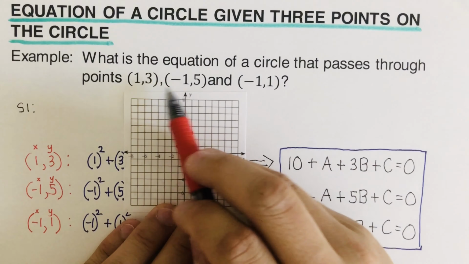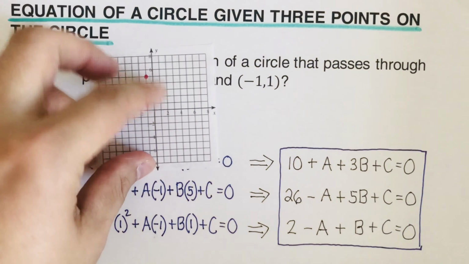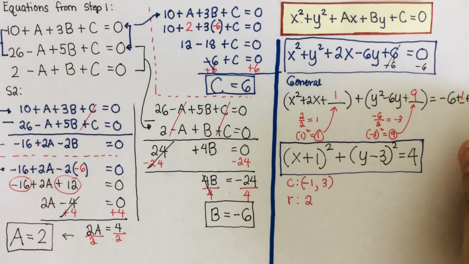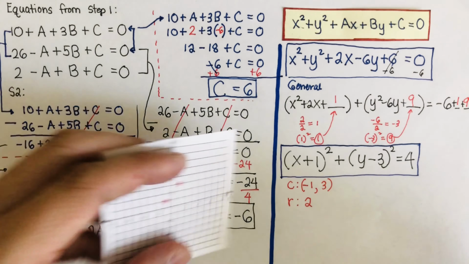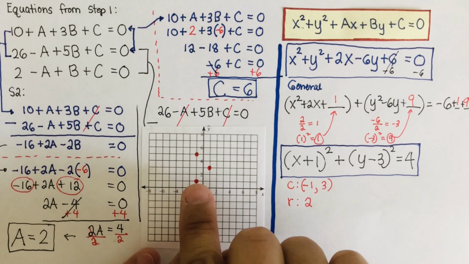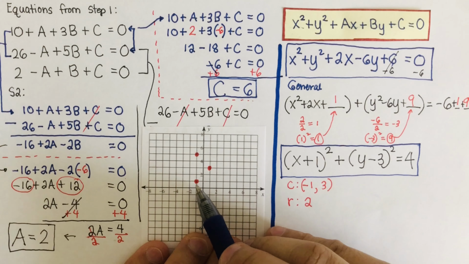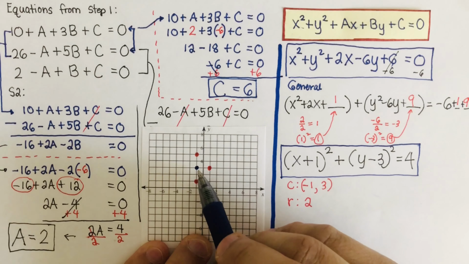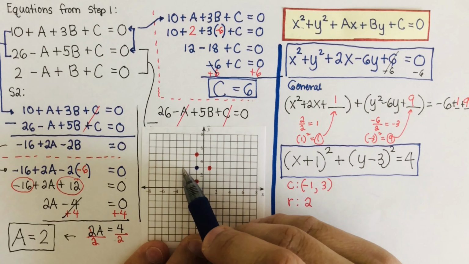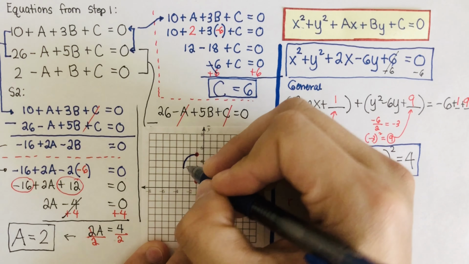So I graphed those 3 dots. And let's draw the circle using the graphing form that we got from this step right here. Let's see how that should look. Again, we got those 3 dots. The center of the circle is negative 1 and 3. And then the radius is 2. So we go 1, 2, 1, 2, 1, 2. So it's going to be here. So that means this is the circle.